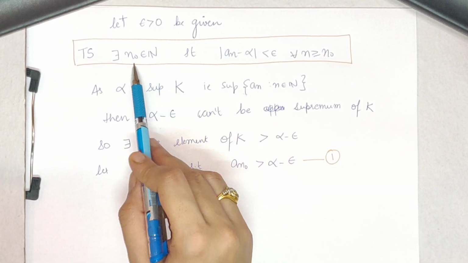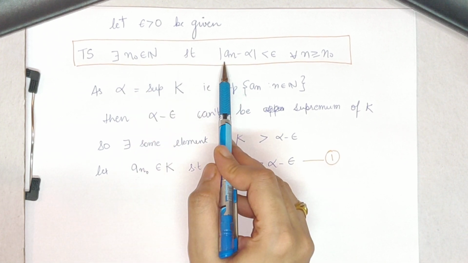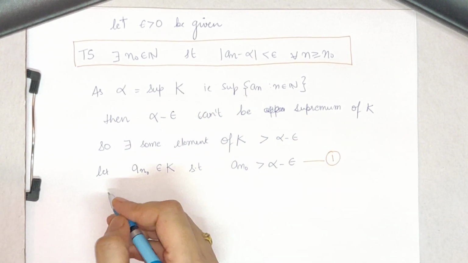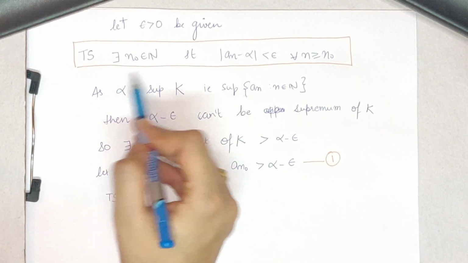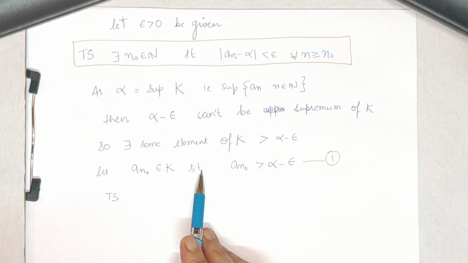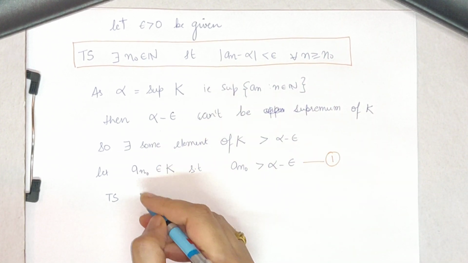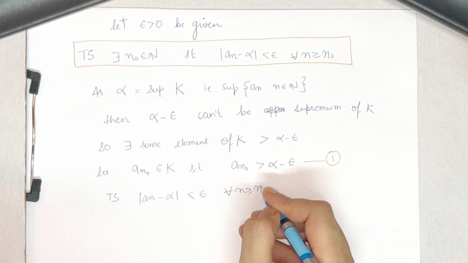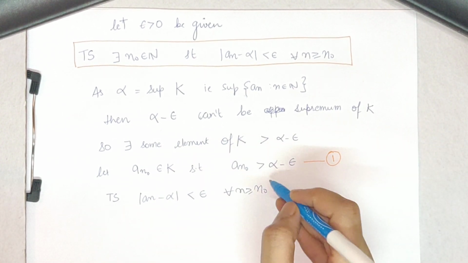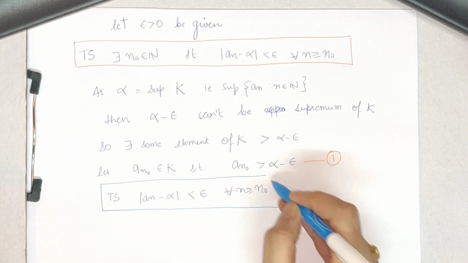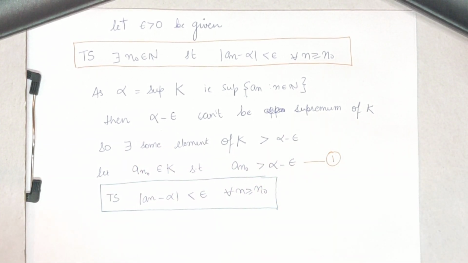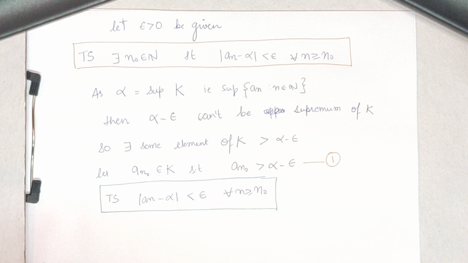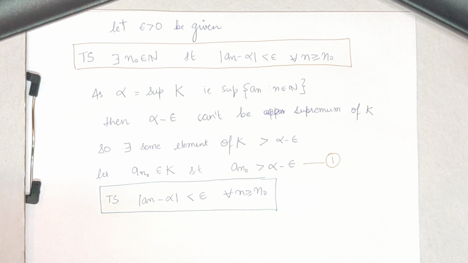Now I have already shown the existence of n naught. We have to show mod of an minus alpha is less than epsilon. The first part was to show existence, which we have already done. So now we only have to show this part. Our theorem requires us to prove just this. Every other thing we have done. We have already used bounded above. What we have not used is that an is a monotone increasing sequence.